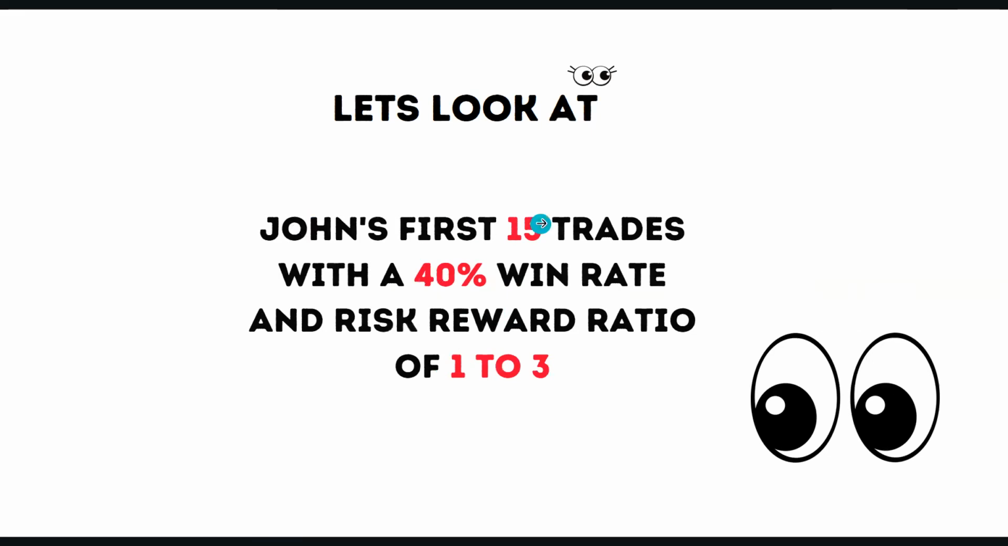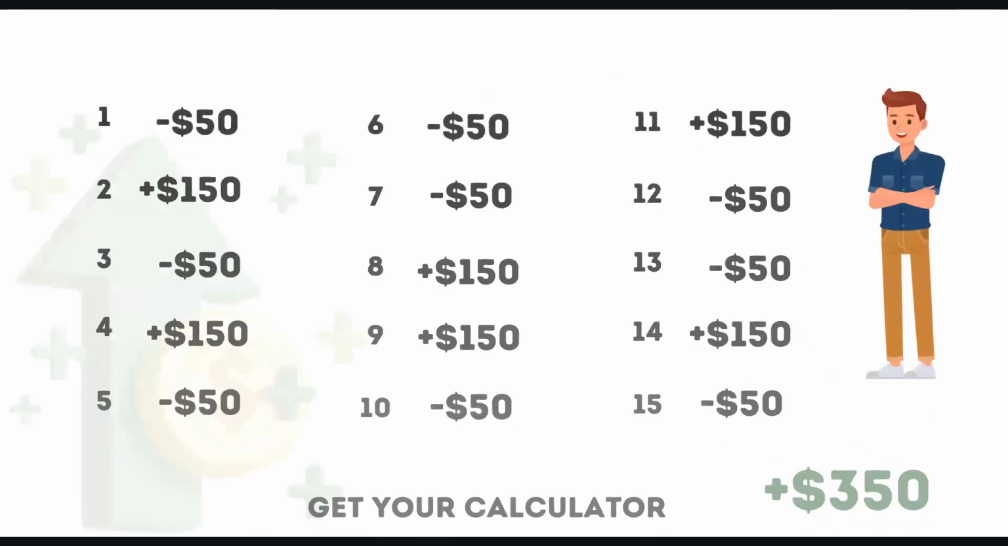Now, take a look at this. This is 15 trades, 40% win rate, and 1:3 risk reward ratio. Those are the things that you want to pay attention to: the number of trades you are taking, your win rate, and then the risk reward ratio.